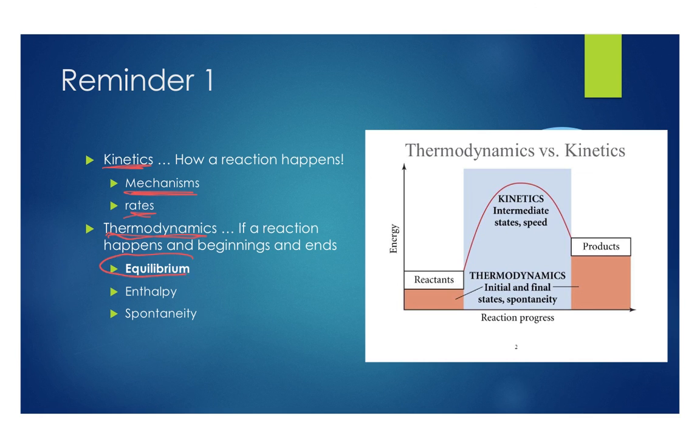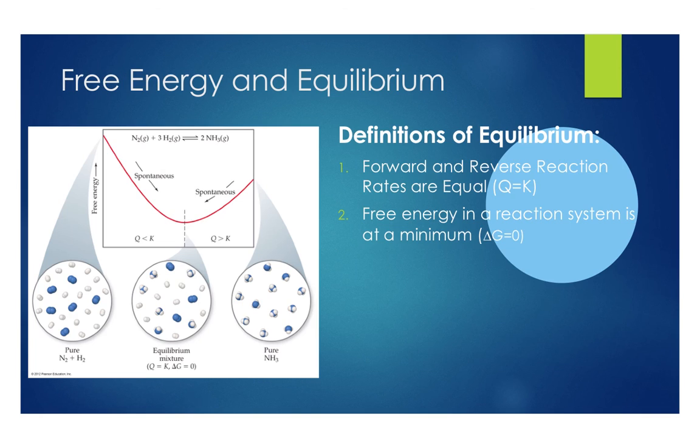So things that fall underneath thermodynamics is equilibrium, okay? What's the equilibrium position at the beginning and at the end? Enthalpy, what is the overall heat transfer that happens during the process from the beginning to the end? The delta H. Spontaneity, is the process thermodynamically favorable? Okay, that's delta G. And of course, delta S, the entropy, also falls underneath thermodynamics.